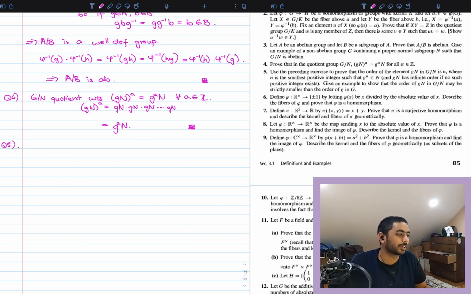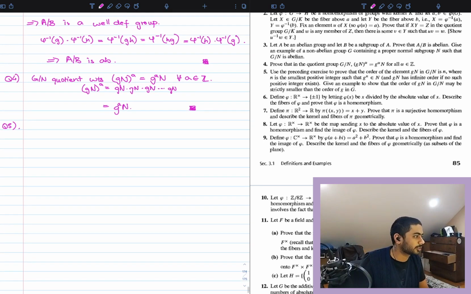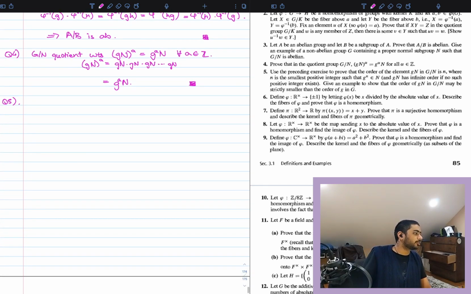I guess if we were being rigorous, we'd also have to show this for inverses. But that also comes from how we define inverses in the group itself, so it's not too difficult. Use the preceding exercise to prove that the order of the element gN in G mod N is n, where n is the smallest integer. I think we've already proved that. Exactly. We've already shown this for homomorphisms, so it just happens to also be true here.